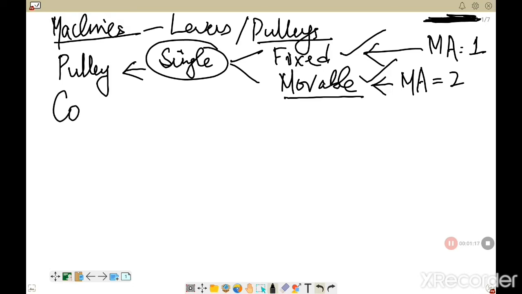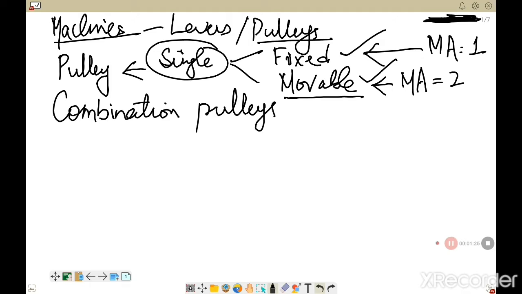Alright, so today we are going to learn about the combination of pulleys. So we are going to use several pulleys together. Understand, several pulleys together. So we are going to combine them. In this combination, we are going to learn in two ways. One is using several pulleys where one of the pulleys is fixed.